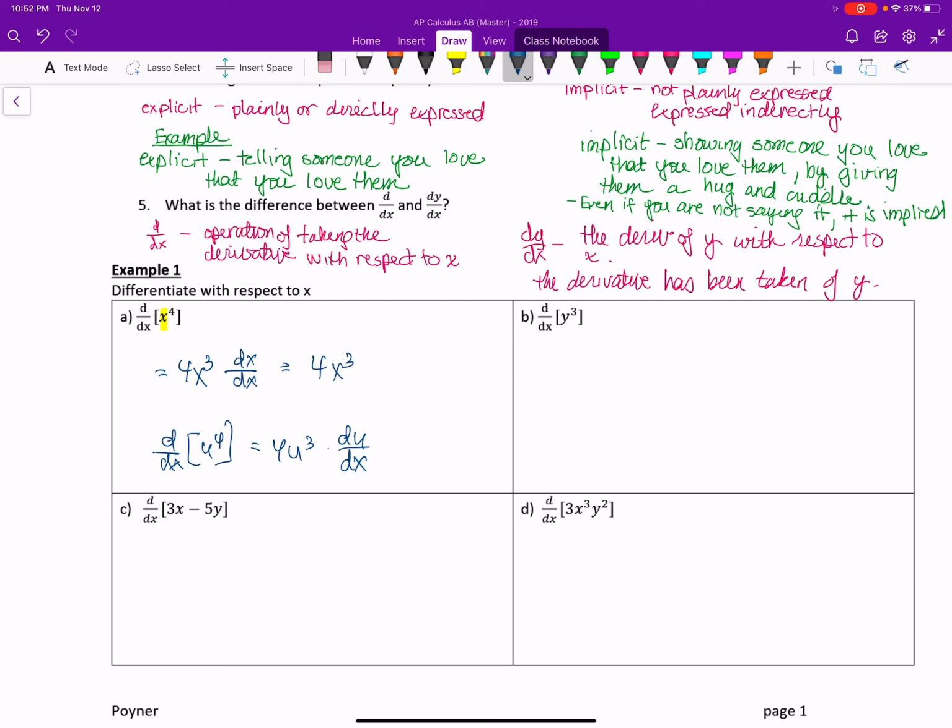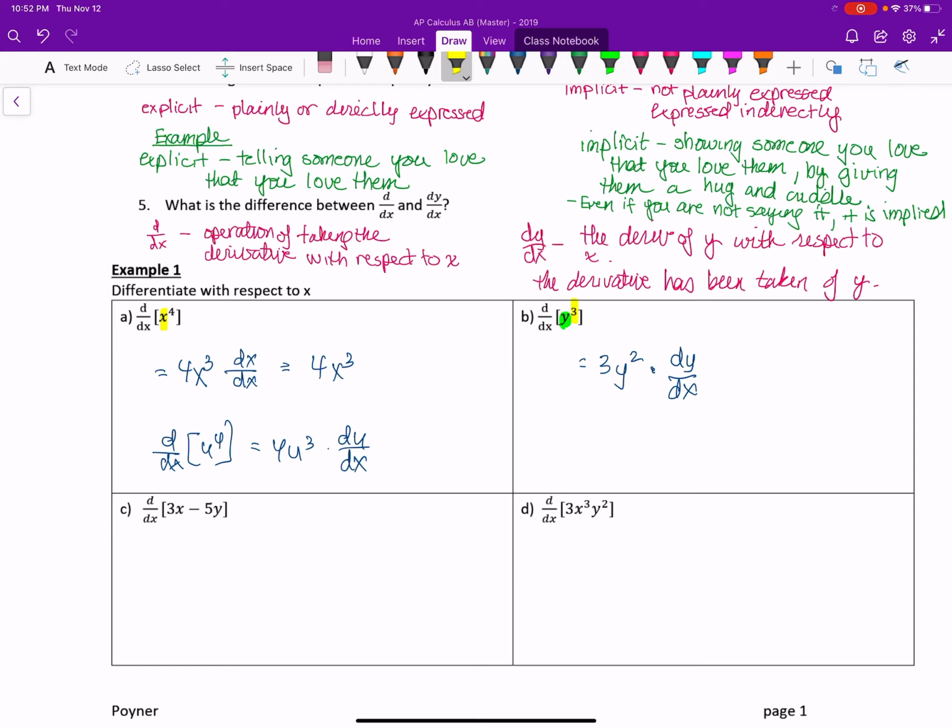Well, the same idea goes for part B. It's saying, okay, take the derivative of y to the third. So we're going to use the power rule. So 3y to the second it becomes, but I have to use the chain rule. I'm taking the derivative with respect to x, but it's y. So you have to multiply by the derivative of y with respect to x, because using the chain rule, the inner function is actually y and the outer function was x.